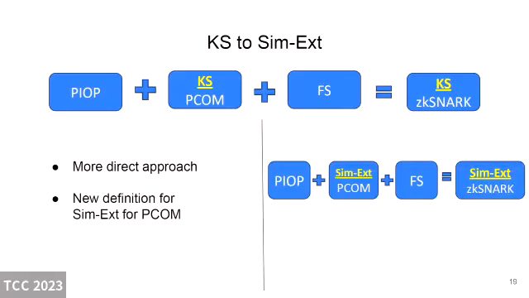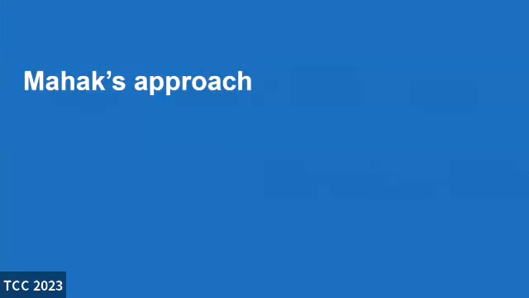And the second approach is a more direct one. So notice that the knowledge soundness of the ZK-SNARK is tied to the knowledge soundness of the commitment scheme. So if you could come up with a notion of simulation extractable commitment scheme, then that would maybe give you simulation extractable ZK-SNARKs. So the second approach is to come up with this new notion for the commitment scheme. All right, so I'll talk about the first one, and then Luigi takes over to talk about the second one.